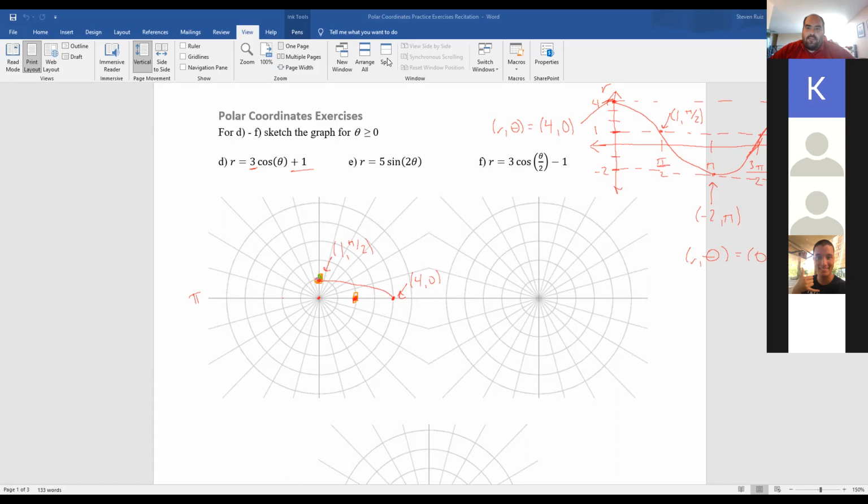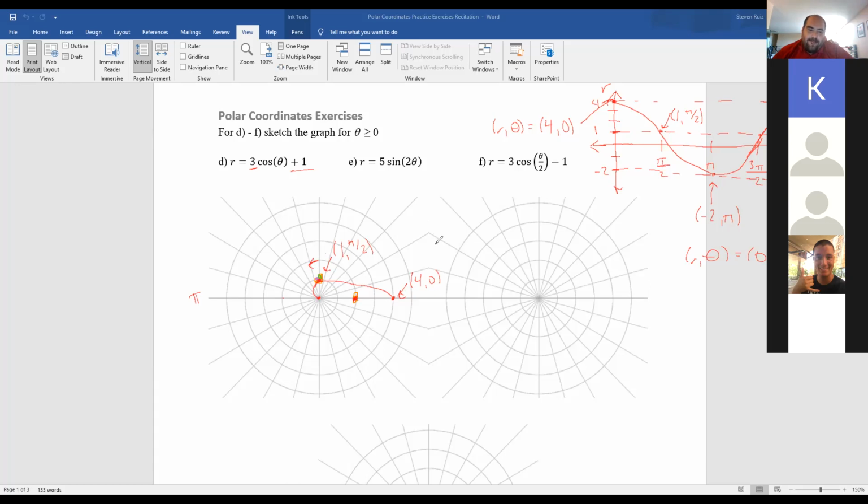A smidge past pi/2. According to my graph here, I know that as I go from theta equals 0 to theta equals pi/2, I went from 4 to 1. And if I let theta increase just a bit more, I am going to get to 0. So as my angle rotates from here a little bit, I'm going to get back to 0. So what this graph is going to look like from there to there is still going to be positive, and then it's going to finally decay to 0.